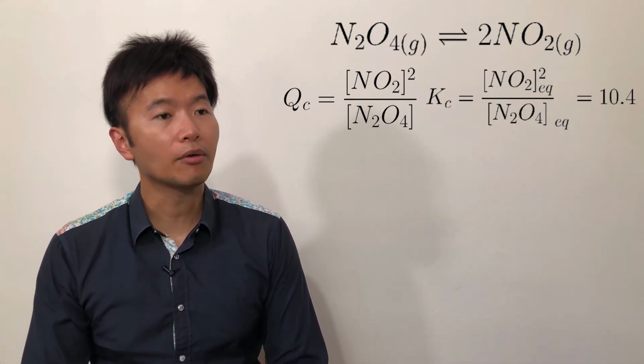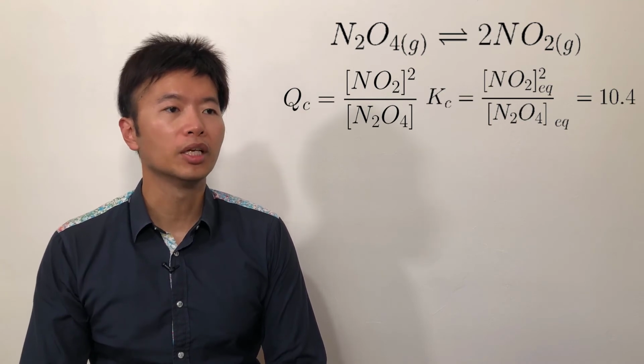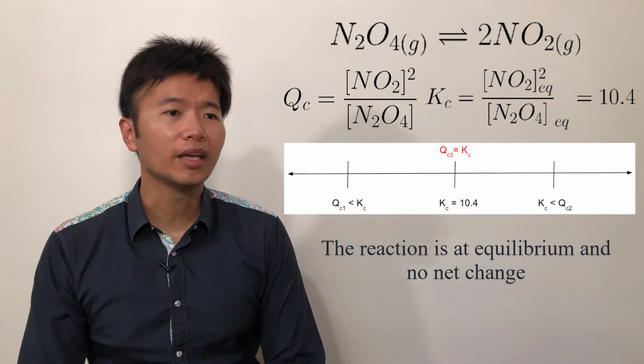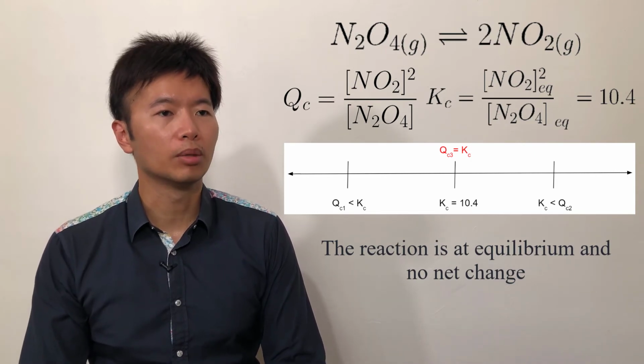If we calculate the reaction quotient and find that Q is equal to K, then we know we are at equilibrium. Now, remember we are in dynamic equilibrium. Reactants are still going to products. Products are still going to reactants. However, the rate of those two reactions are exactly the same. That is what we mean by dynamic chemical equilibrium.